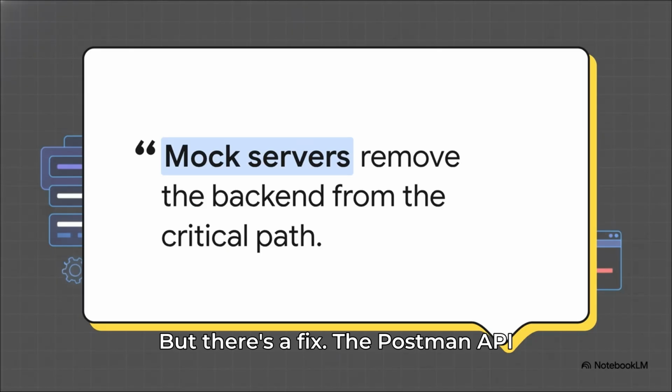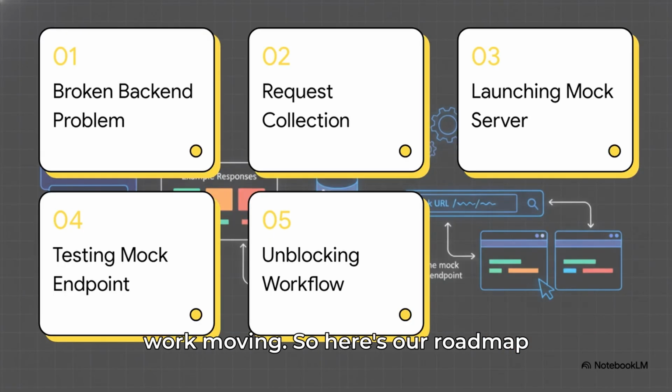But there's a fix. The Postman API platform documentation actually states it perfectly. Mock servers remove the backend from the critical path. Honestly, this is a total game changer. Instead of just sitting around waiting for the backend to be fixed or finally finished, we can use Postman to spin up an intelligent simulation tool, a mock server that behaves exactly like the real API. And the best part? You can do this whole thing entirely on a free Postman account and just keep your work moving. So here's our roadmap for today.